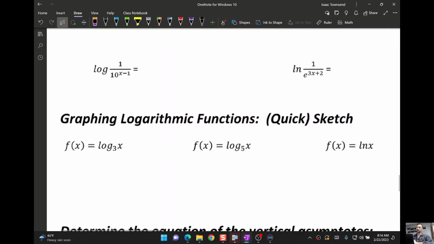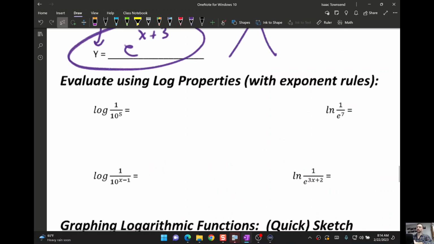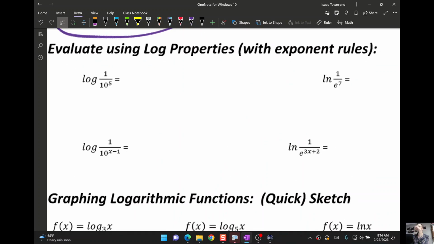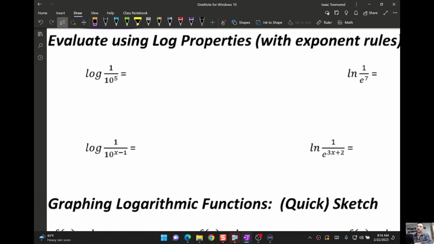Okay, moving on. So we're getting pretty close here, but evaluating some logs using exponent rules. This is like what I did on the front, but this is saying 10 to what power gives you 1 over 10 to the 5th. That's kind of hard to do. So instead, rewrite this. A negative exponent in the denominator is the same thing as a positive exponent in the numerator. That's a little bit uncomfortable because in mathematics, 99% of the time we take a negative exponent and make it positive. But in this case, I want to move it up and make it negative.